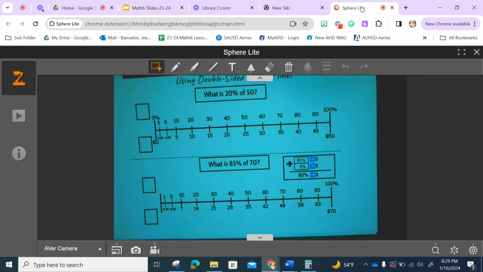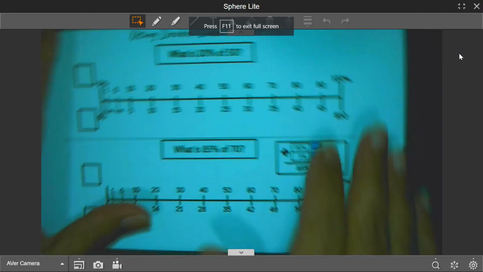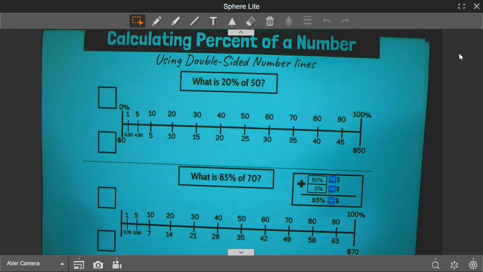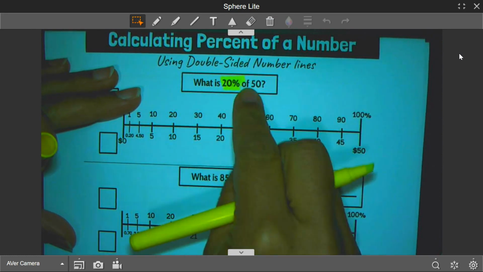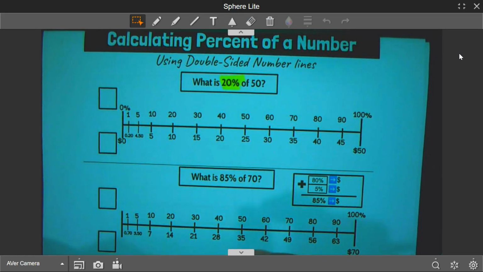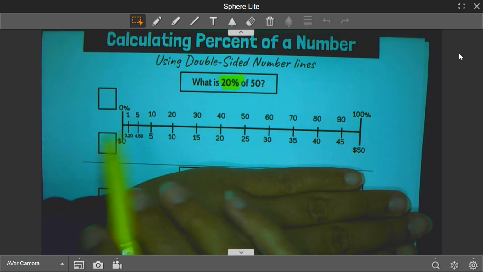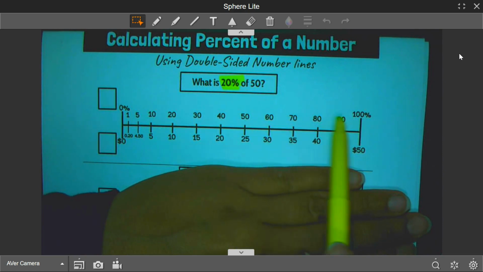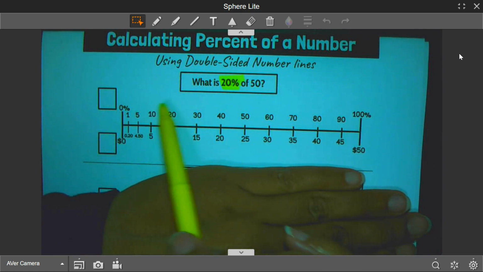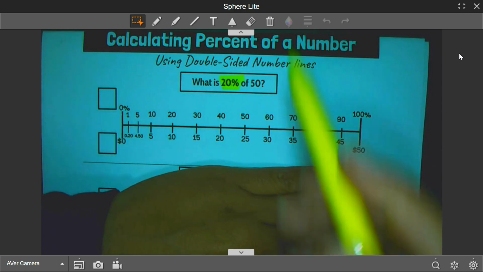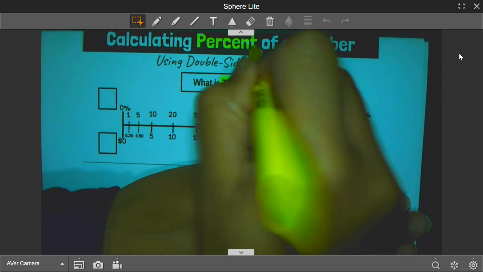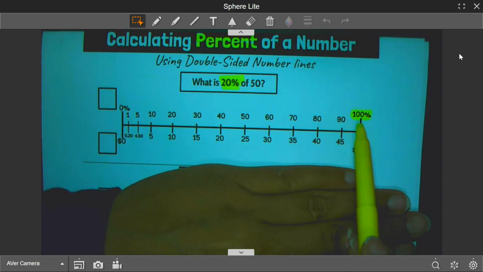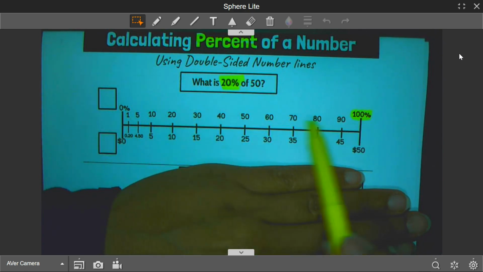All right, we should now be ready to take our notes. Okay, so we are calculating the percent. So we're looking at 20% of 50. What is it that you notice about our number line? Yes, you should notice that the top of our number line is 0% all the way to 100%. Now, the word percent means out of 100, right? So we are always going to have 0% to 100% on the top of our number line.